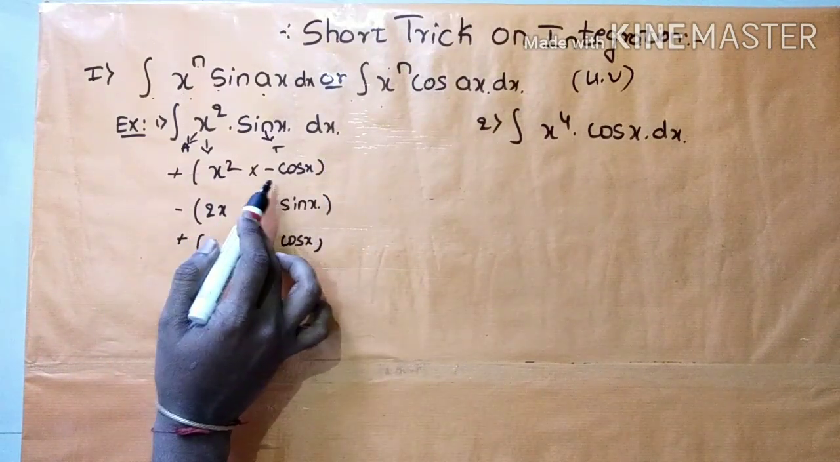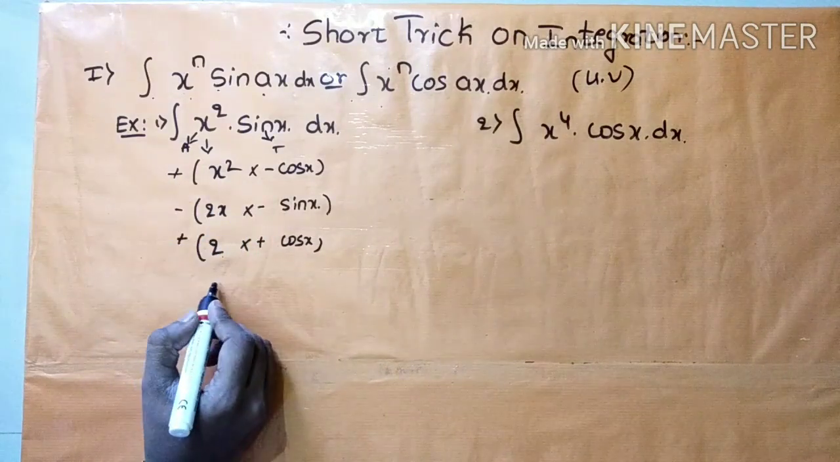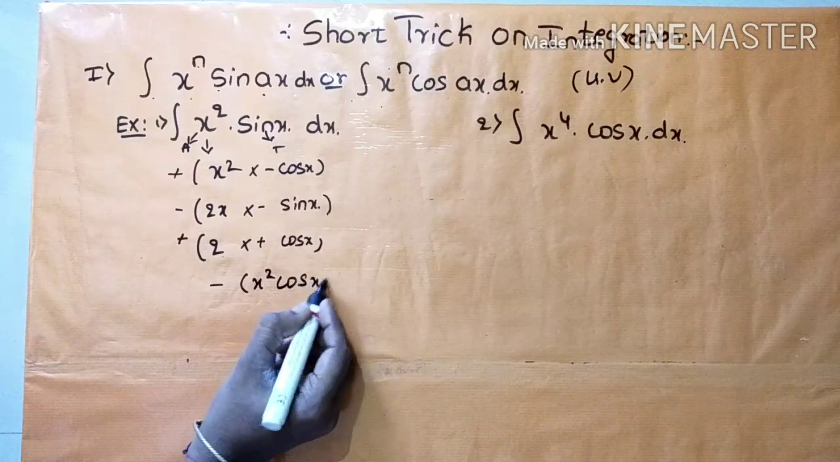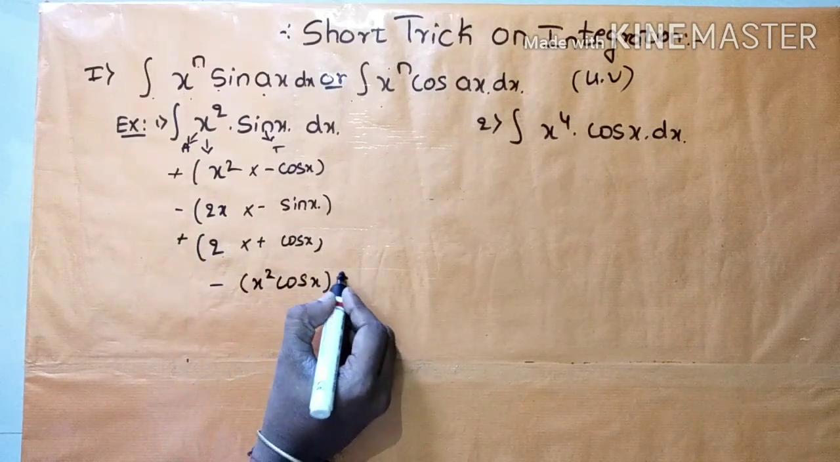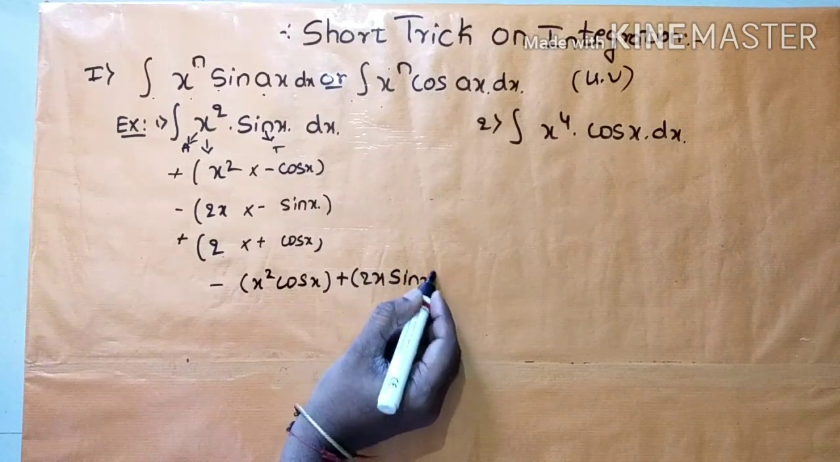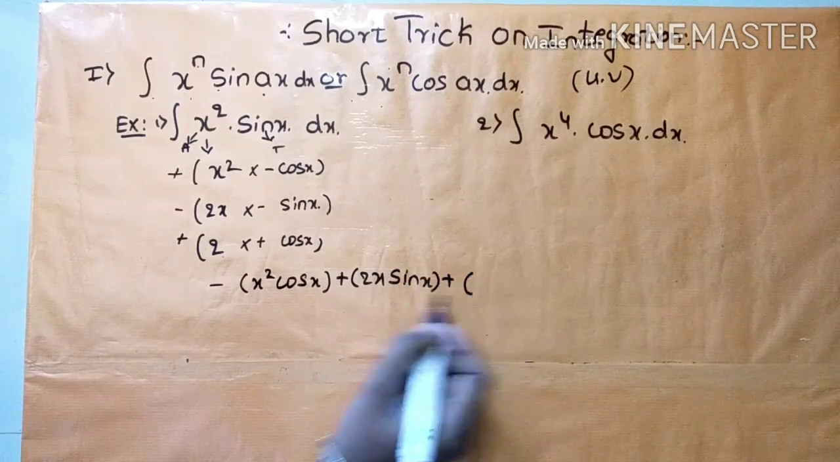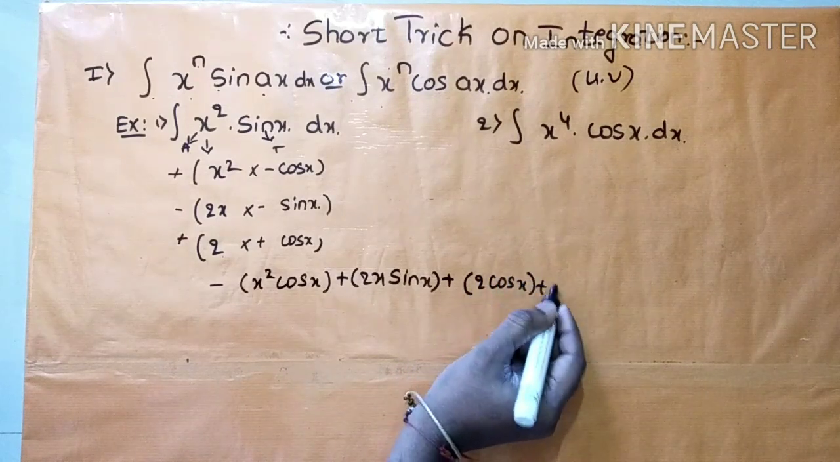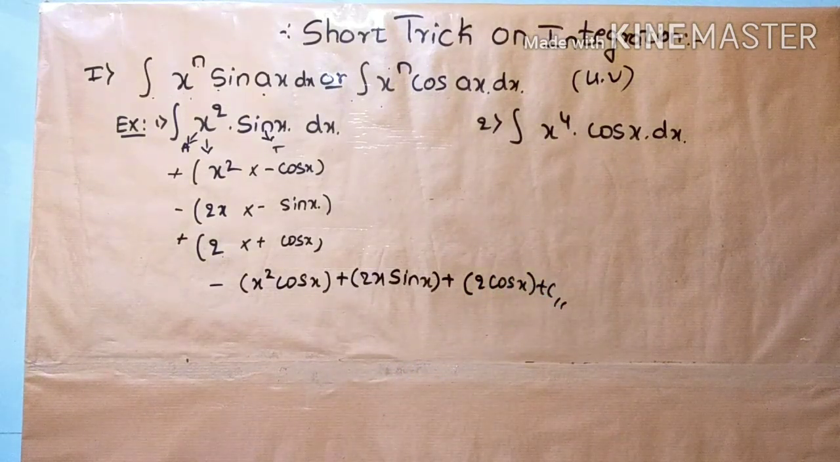Now you can write the simplified answer. This plus into minus, you will get minus x square into cos x, then minus into minus becomes plus 2x into sin x, then the last term plus 2 into cos x plus constant. This is our required answer. Okay, this is the important trick.